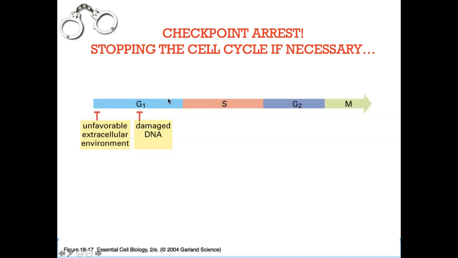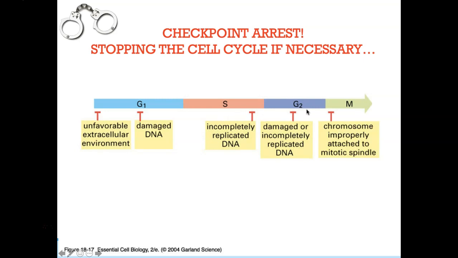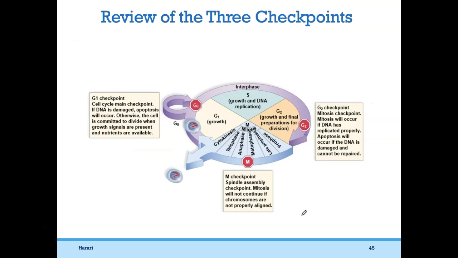In G1, that checkpoint made sure: is there any damaged DNA? Is the environment just right? If not, we're going to stop the cell cycle in G1. If there's any incompletely replicated DNA or damaged DNA, that again will be stopped. If the chromosomes are improperly attached to the mitotic spindle, again, that will be stopped. Whenever you see these arrows, that means inhibiting. So that might be new, but if you see a line like that, that means inhibits, as opposed to an arrow like that, which means activates. That's just good to know.